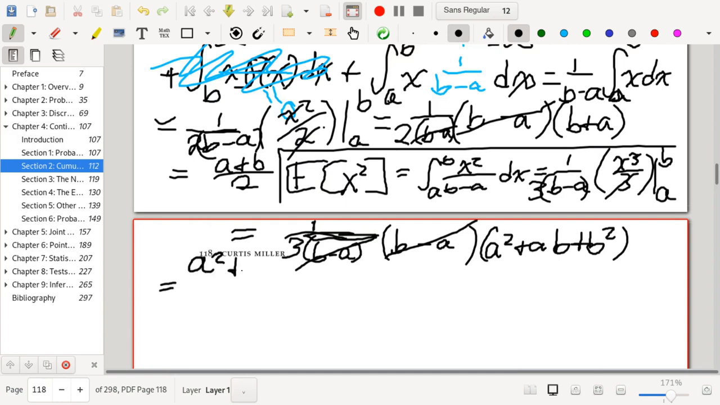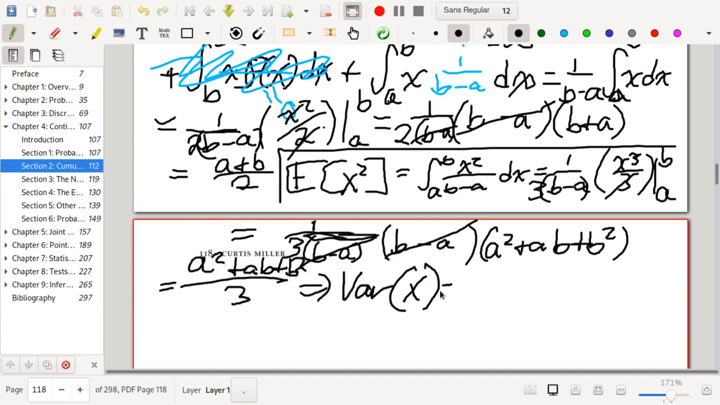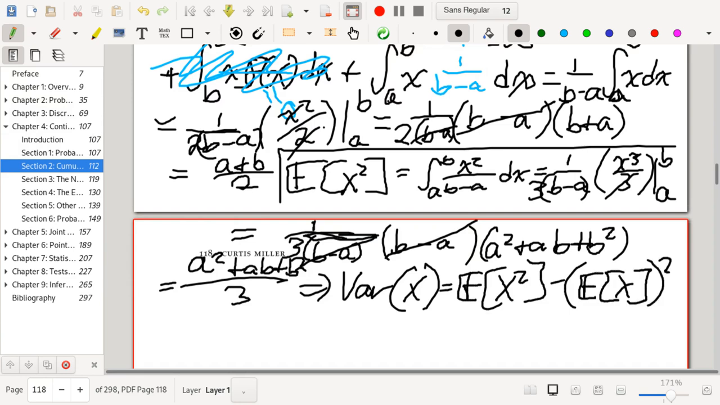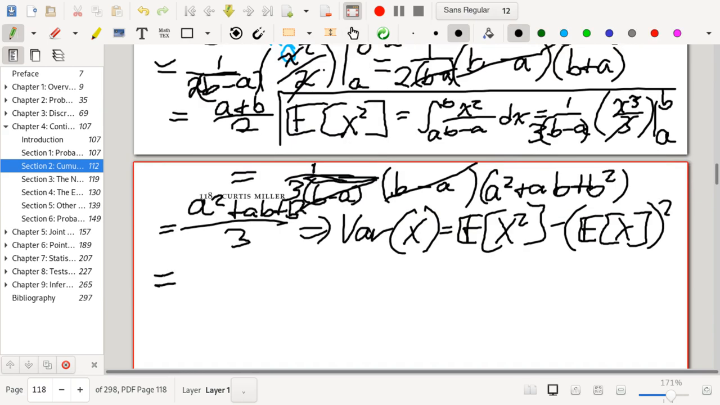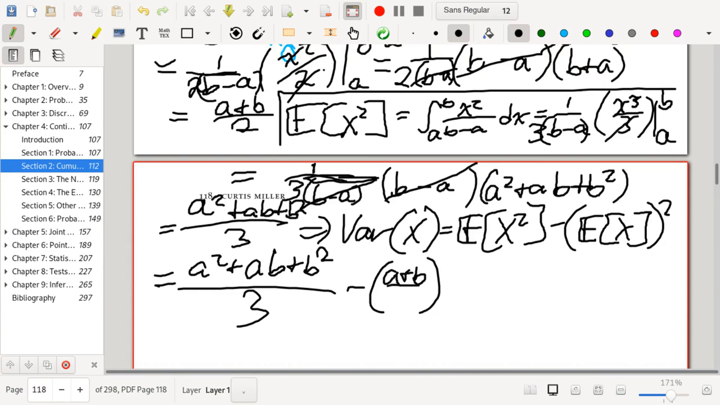Now I want to compute the variance. The variance is going to be the expected value of x squared minus the mean of x squared, which is equal to a squared plus ab plus b squared over 3 minus a plus b over 2 squared. And I'm going to go ahead and apply that square right now and say that this is going to be a squared plus 2ab plus b squared over 4.